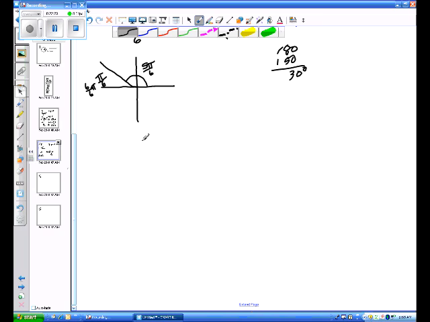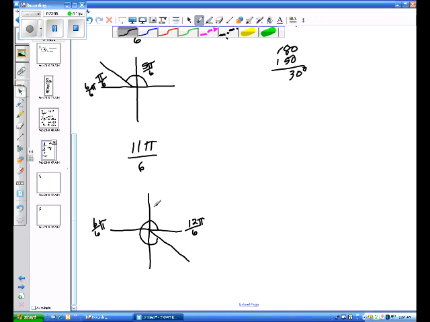So if we had 11 pi over 6, we want to draw it in standard position. Now, 11/6 is greater than 1. So we're past 6/6, but we're not to 12/6. This is 2 pi, so it would be 12/6. But 11/6 is closer to 12 than it is to 6, so that means we're over here in the fourth quadrant. So that's our angle of 11 pi over 6.